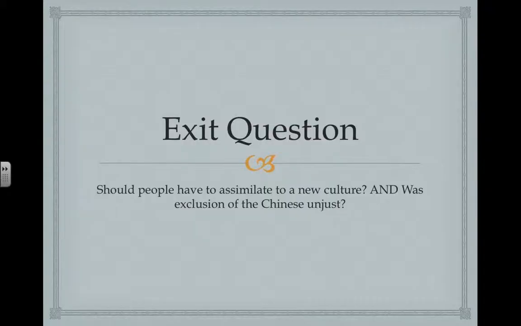So please bring to class your exit question, and the question is, should people have to assimilate to a new culture when they move to a new country? And a secondary question is, was the exclusion of the Chinese unjust?